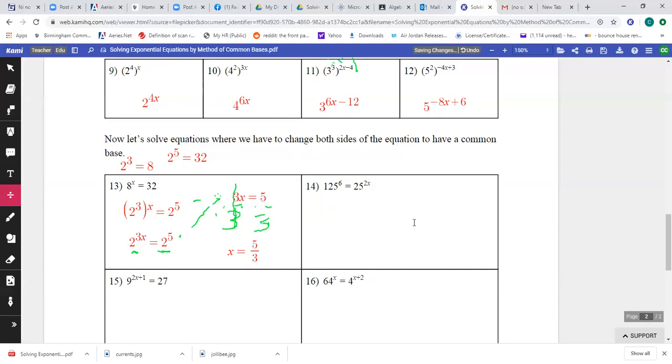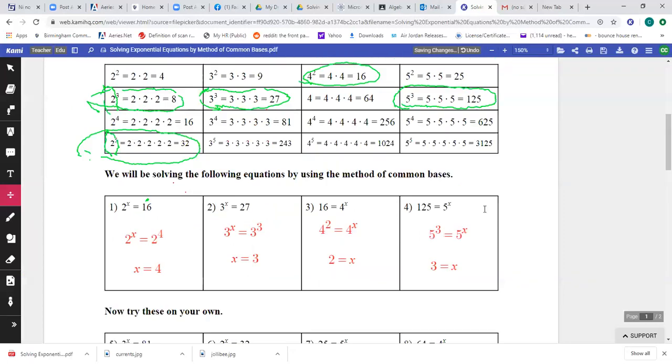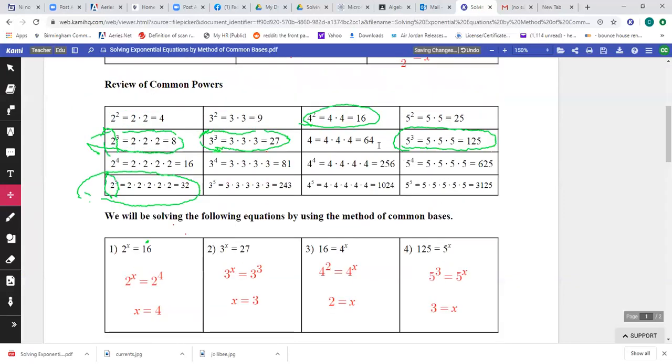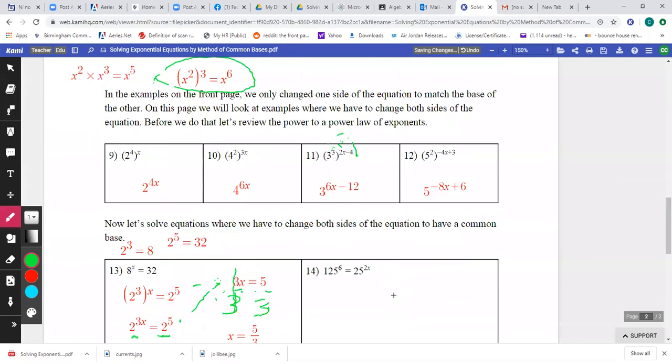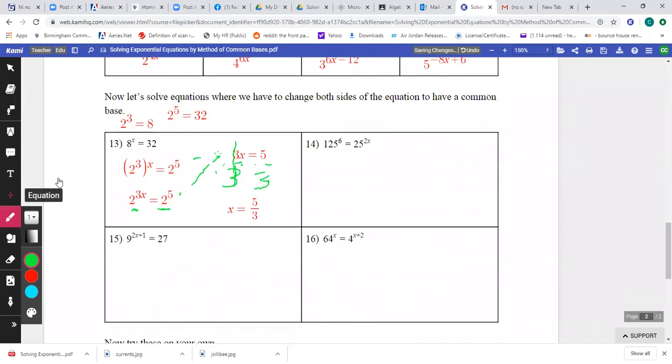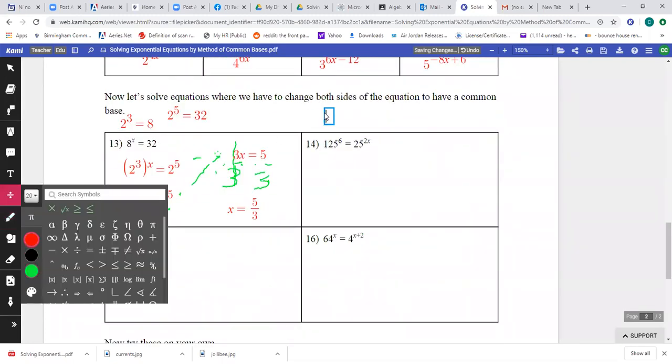So going back to our table, I think it's kind of obvious which powers we're going to use here. It's 125 and 25. So obviously I am going to use the powers of 5 here, right? 125 is 5 to the 3rd, and 25 is 5 squared, right?